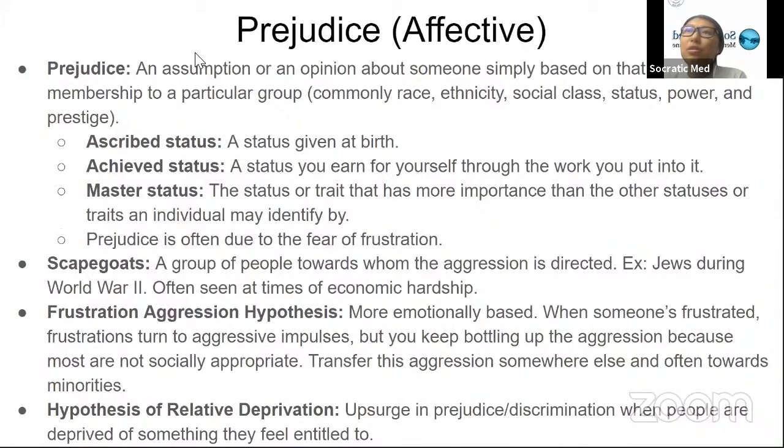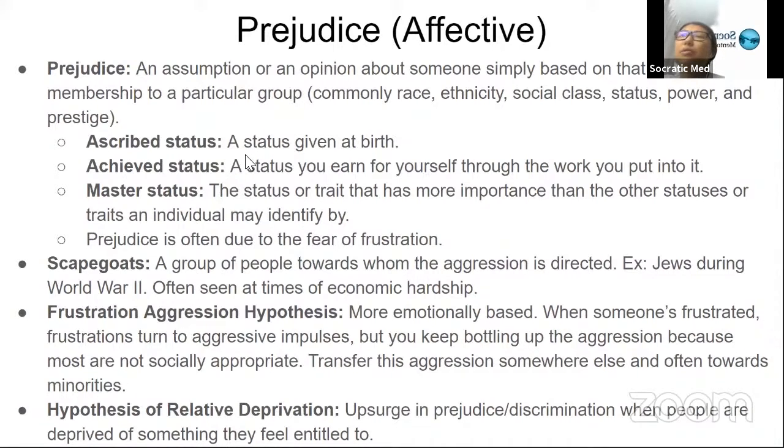And then we're going to go into a little bit of prejudice, which is the assumption or an opinion about someone simply based on that person's membership to a particular group, which is also commonly associated with race, ethnicity, social class, status, power, and prestige. Something also worth noting about status is that there are different types. So there's the ascribed status, which is the status given at birth.